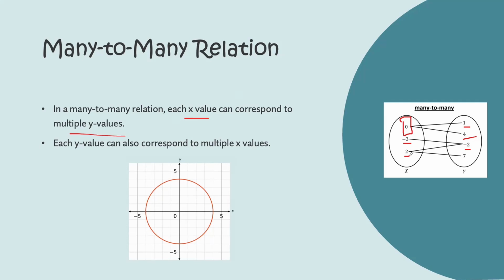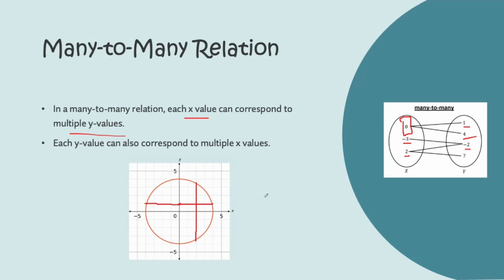Now, the most popular example of this sort of relation is a circle. If we've got a circle graph and we pick an x value, let's say this x value here, we're getting two y values. We're getting one y value here, and we're getting a y value here. Similarly, if we pick a y value, we're getting two x values. We're getting an x value here, and an x value here. So those are the 4 different types of relations.